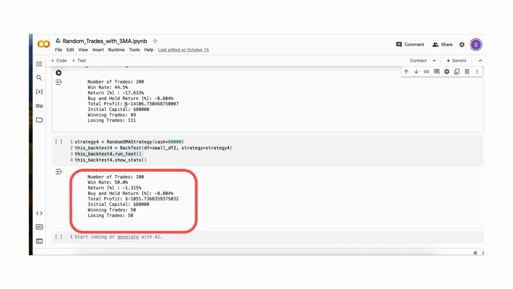I can keep making more videos on backtesting Python trading strategies. And what we learned from this exercise is that by adding the simple moving average to our random strategy, we were able to significantly beat both buy and hold and the random strategy.